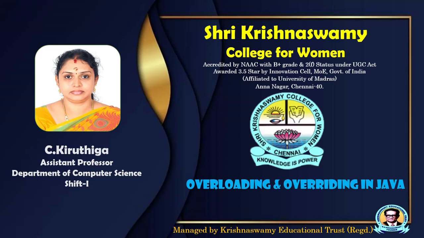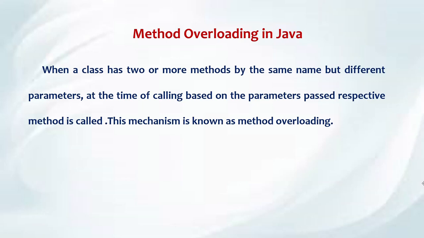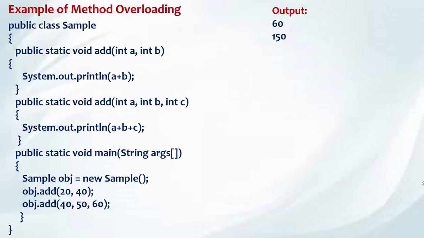Today, we are going to discuss overloading and overriding in Java. First, we are going to see overloading. Overloading is when a class has methods with the same name but different types of parameters. Based on the parameters, Java will run the matching method. Let's see it with an example.